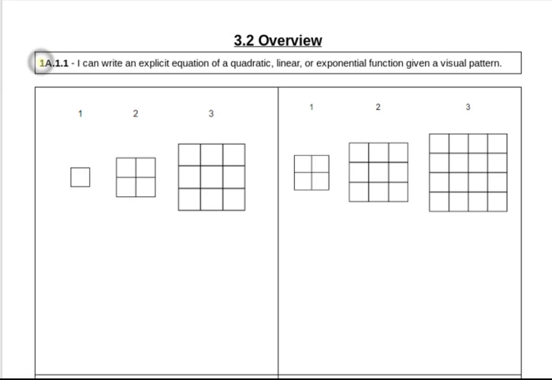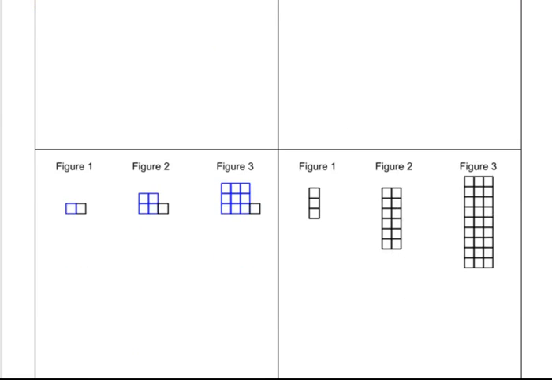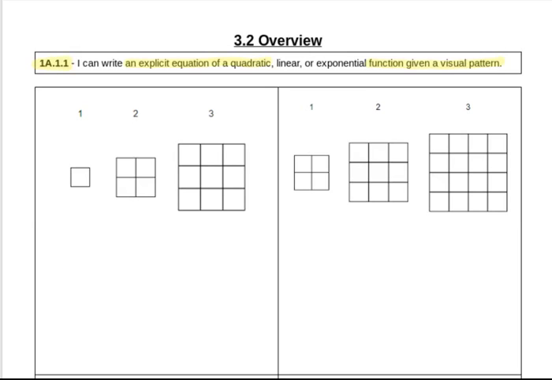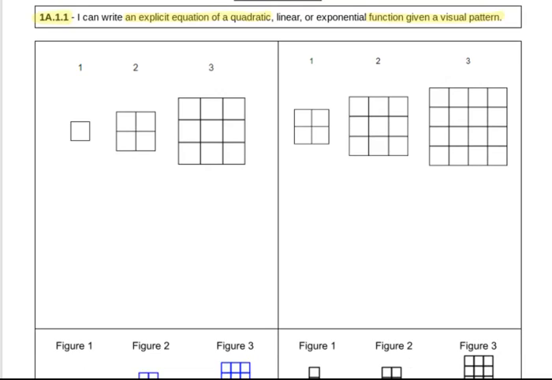So our learning target, right, is 1a.1.1. So we're writing explicit equations of quadratic functions given a visual pattern. You'll notice there's four separate examples here that we're going to talk through in this video. And these are all examples that we've actually done before, whether they were in some of the tasks that we did or in the practice examples that you worked on your own. So let's take a look at the first one.